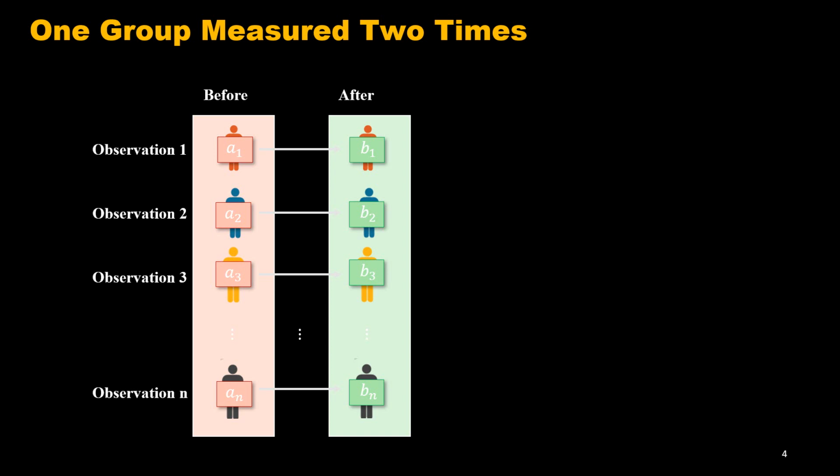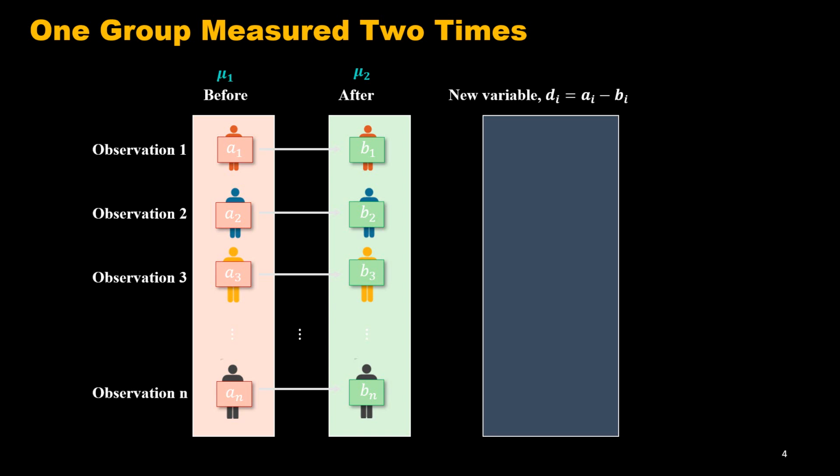And for the population average of the before group we use mu1 and for the after group we use mu2. Then what is the next step? For our future calculations, we simplify this and we use a new variable. What is the new variable? We use di. di equals ai minus bi. What is ai? ai is the ith observation of the before sample. bi is the ith observation of the after sample.